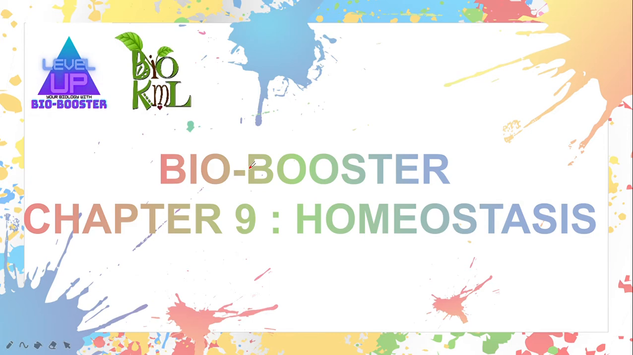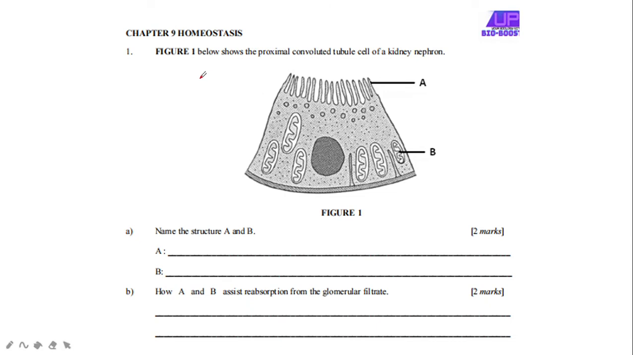So we are going to question 1. Figure 1 below shows the proximal convoluted tubule cell of a kidney nephron. In Figure 1, they gave you a diagram of a proximal convoluted tubule cell, in which the diagram contains two labels, label A and label B. Question A: name the structures A and B, 2 marks. So A is microvilli and B is mitochondria.